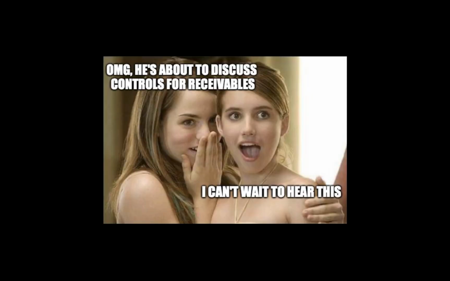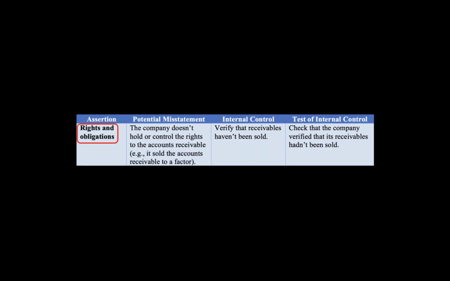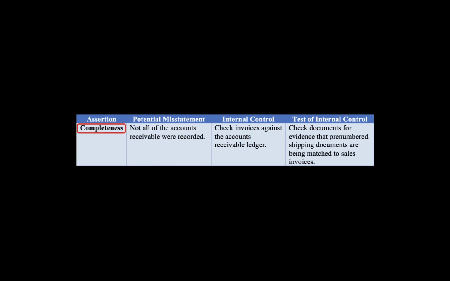Let's discuss how the auditor can test the controls for assertions about accounts receivable balances. For the existence assertion, the auditor can vouch accounts receivable back to the related invoices, shipping documents, and customer orders. With respect to rights and obligations, the auditor should check that the company has a process for verifying that its receivables haven't been sold. When it comes to completeness, the auditor should verify that the client is matching pre-numbered shipping documents to sales invoices in order to check for shipments that might not have been billed.